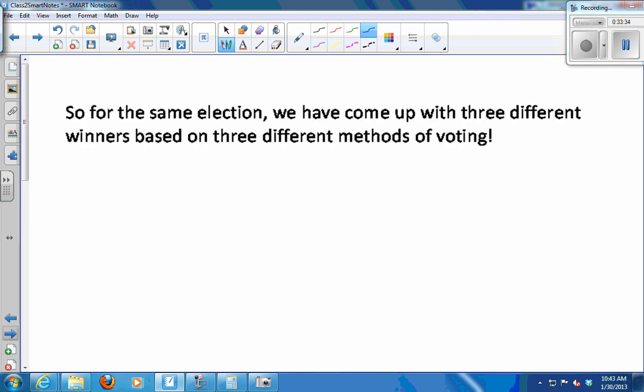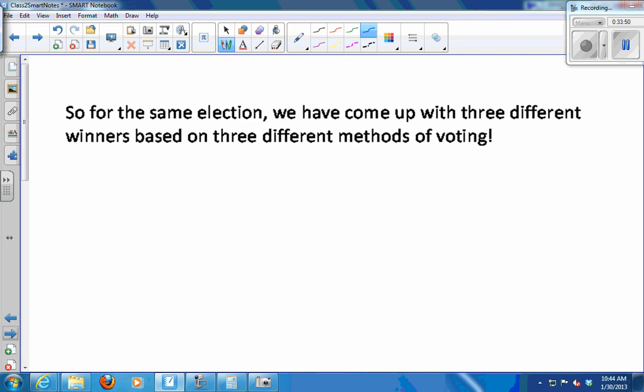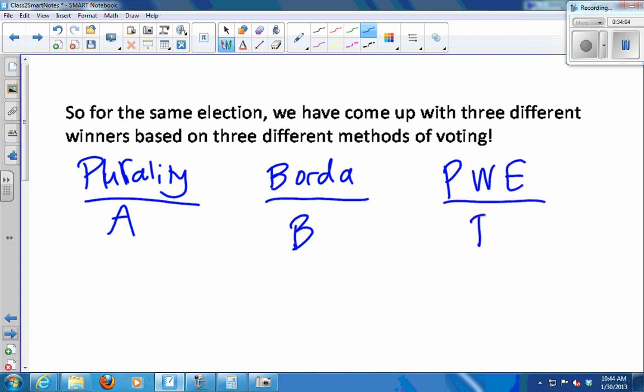So the same math club election has now had 3 winners, right? We had A using plurality, B using Borda count, and now we have this new method, plurality with elimination, and D. Plurality: A. When we came up with the winner of this election using Borda, B. Plurality with elimination, D. 3 methods, 3 winners. No violation of the majority criterion.